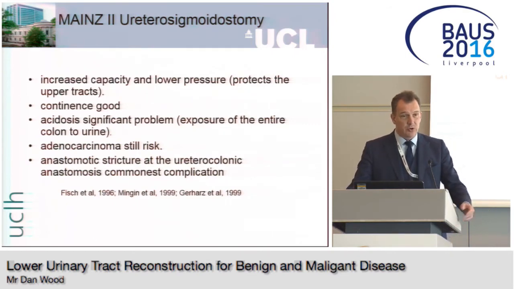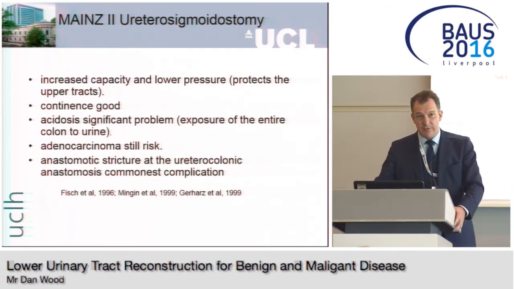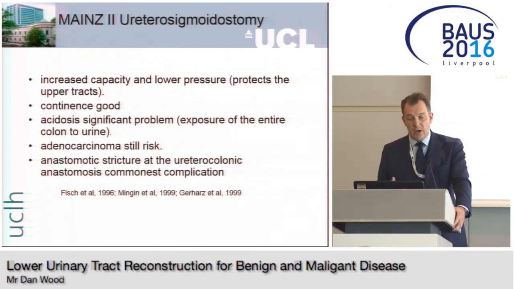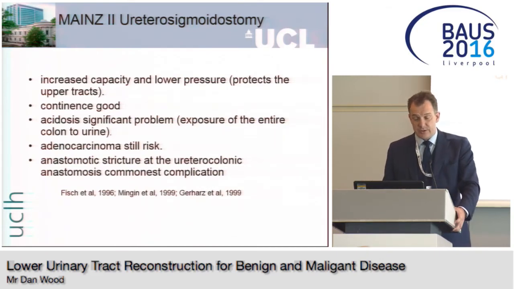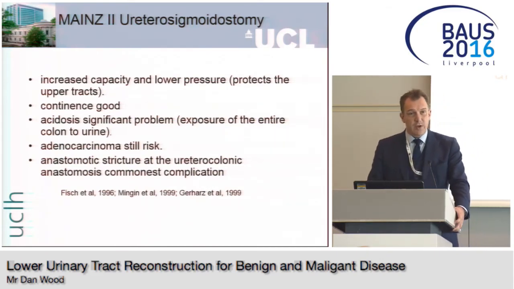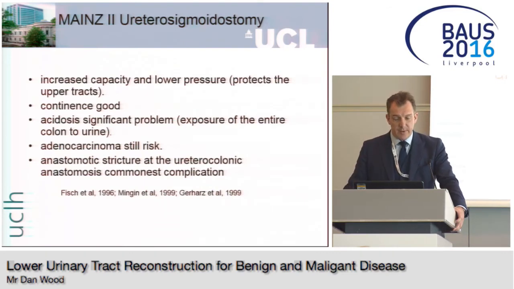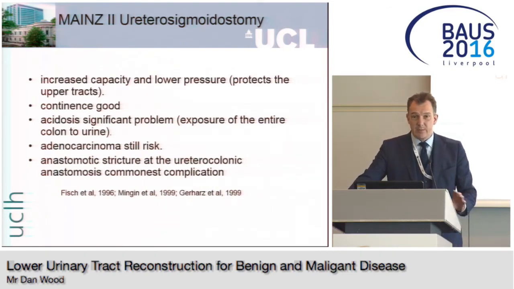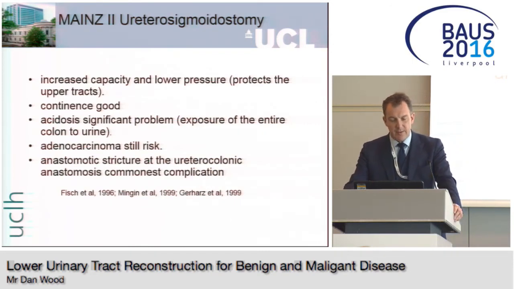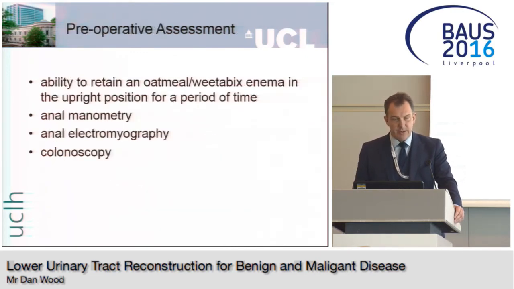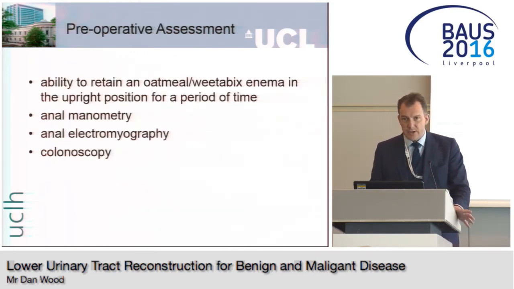So the Mainz 2 group, Margit Fisch along with Rudi Hohenfellner, did the original work looking at this particular form of reconstruction. So we see an increased capacity with lower pressure. Continence is therefore better, but we do understand that in these patients, acidosis or metabolic anomalies can be a big problem, hence the reference relating to renal function earlier. We understand the malignant risk, and we'll talk about the progression of that. And you can occasionally see, as with any form of reconstruction, ureteric strictures.